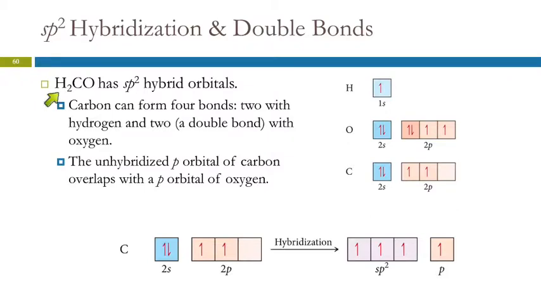So the molecule H2CO has sp2 hybrid orbitals. So what happens is the carbon, which has this orbital diagram, is going to hybridize. It's going to take the s. Let's see if I can draw this better. It's going to take these 3 and hybridize them, and it's going to leave this one unhybridized. So we end up with 3 orbitals that are the same energy, and this p orbital is going to be a little bit higher in energy, but it's pretty close.